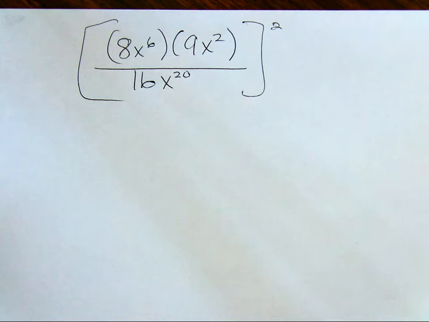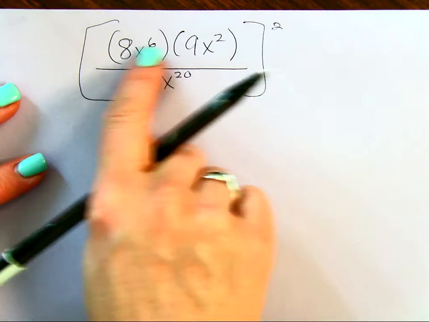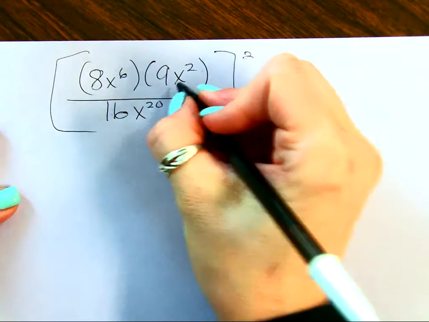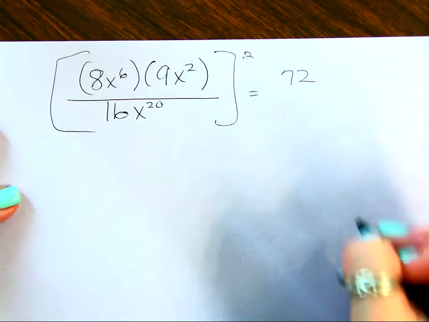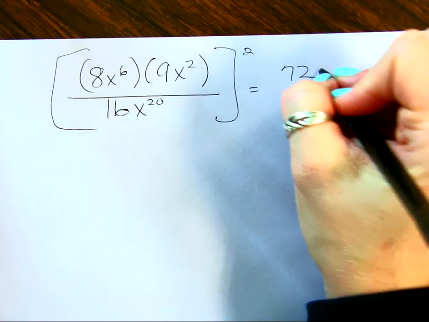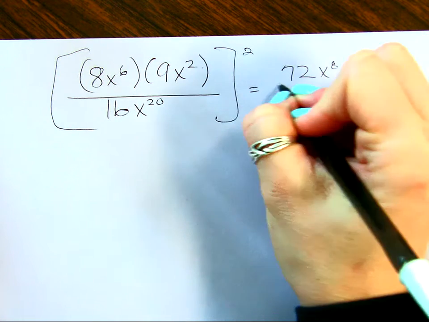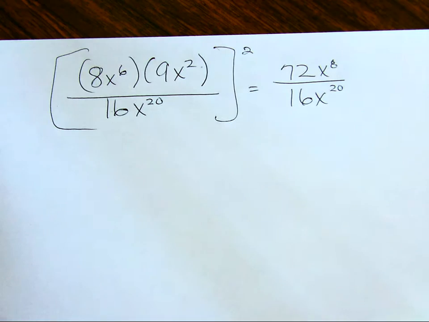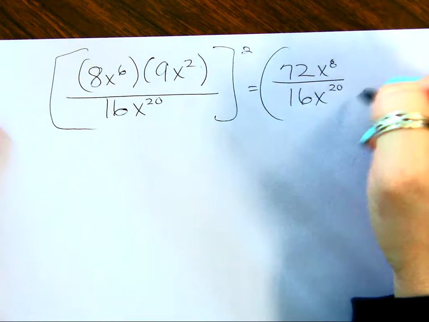All right, next step. Multiply and add. So let's do 8 times 9, 72. 6, what with the 2? What do I do? Add, divided by 16x to the 20th. And I still want to square it.